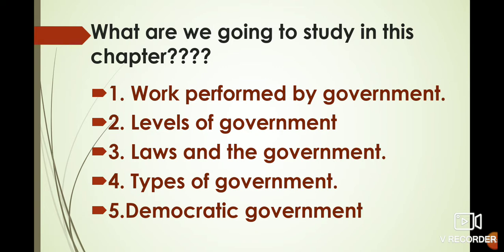First one, work performed by government. Second, levels of government. Third, laws of the government. Fourth, types of government. And number 5, democratic government.